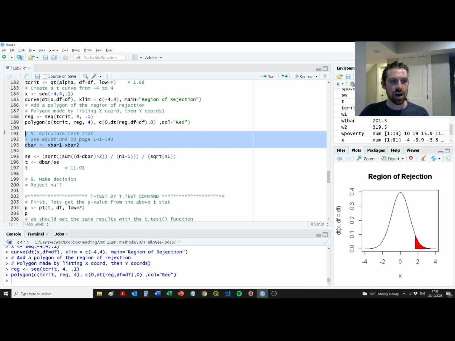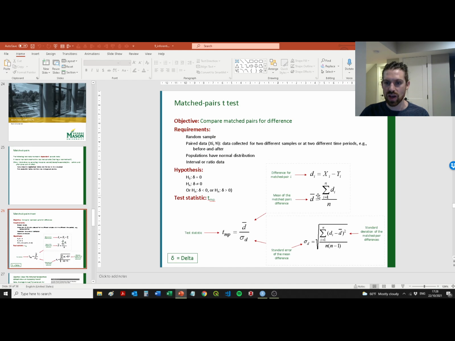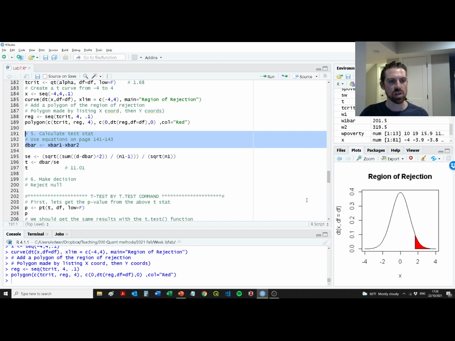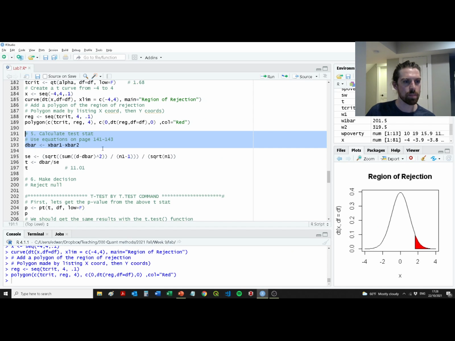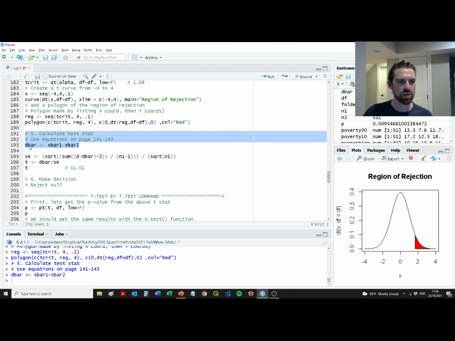So then we need to get our d bar, okay, so that's this value here. This is the mean of the matched pairs, and we know that we've got our DI values and we've got the number of samples. So we just need to... oh, that's right, we need to subtract these from each other. Sorry, I was just checking why that didn't quite match up with the equation that I was using.